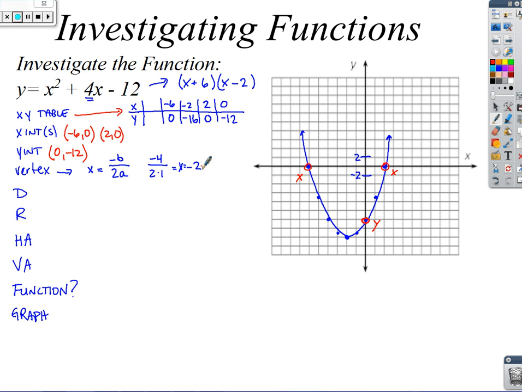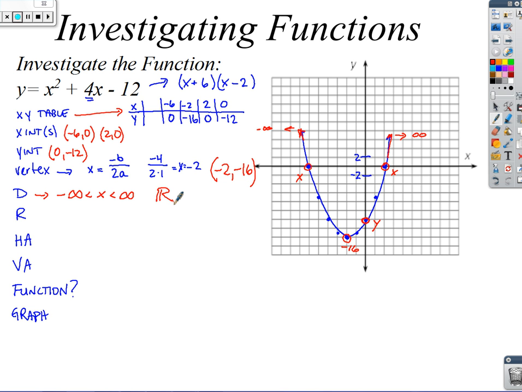Vertex, I did find the x value of that, and to plot the point I had to find the y value, which ended up being negative 16. So that's my vertex. Now for domain and range. Domain, because it is a function and it's a continuous function, goes on forever in both directions, left and right. Forever to the left is negative infinity, forever to the right is infinity. So I can write my domain as an inequality. I could write my domain using the all real number symbol.